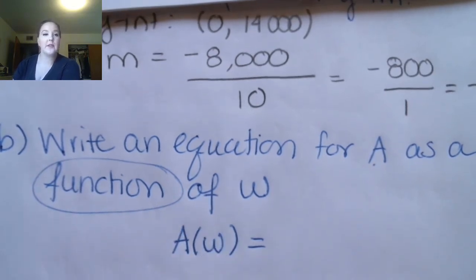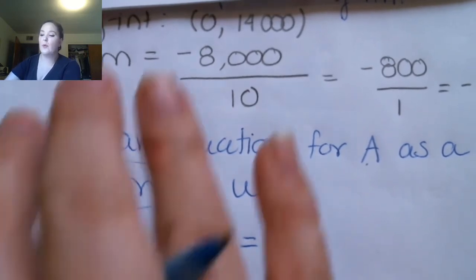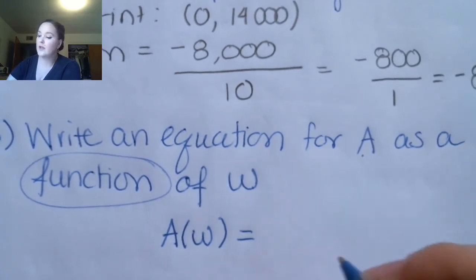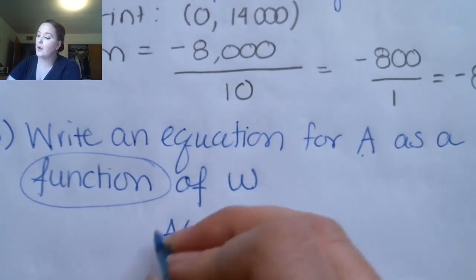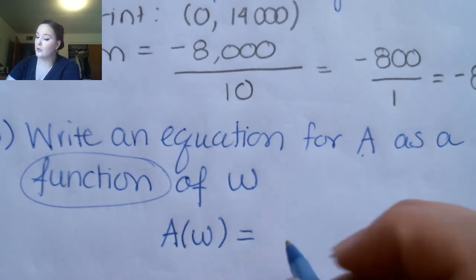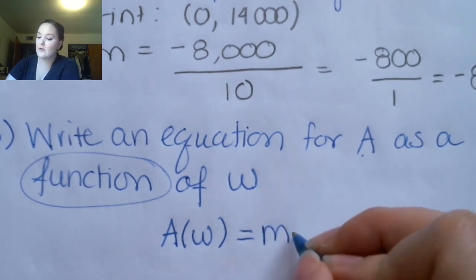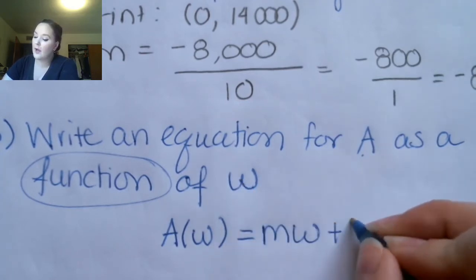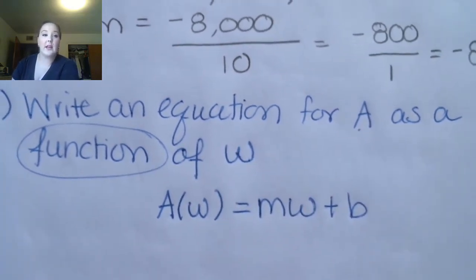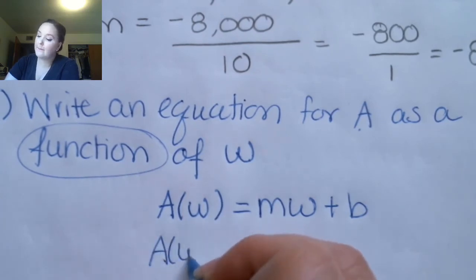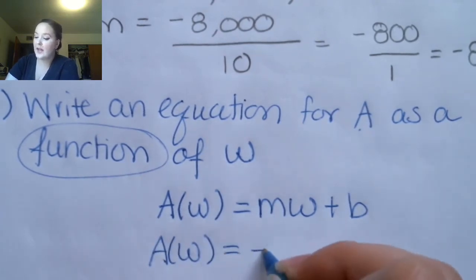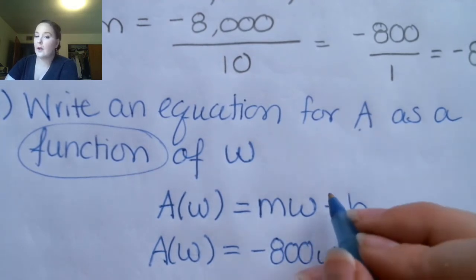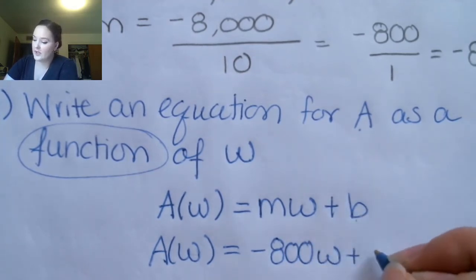Now this is a line and I know the slope and y-intercept. So I'm going to use the y = mx + b form, but I'm going to use the given variables. So instead of mx, I'm going to use mw, because remember we're asked to use w. And then I'm just going to fill in the information from part A. So our slope was negative 800, and then our y-intercept was 14,000.